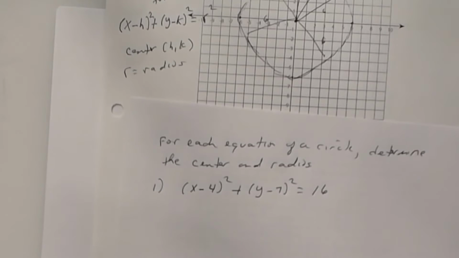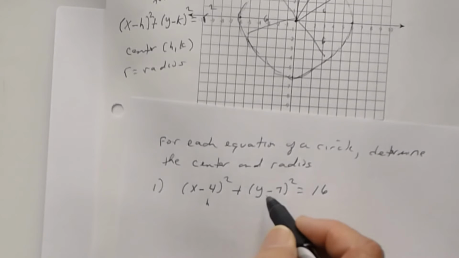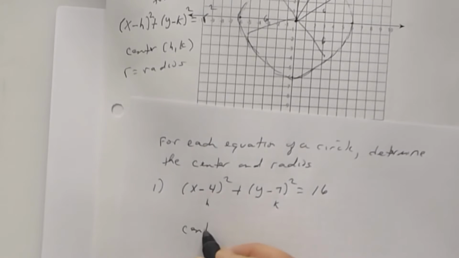All right. Now, remember your center is (h, k), right? And when determining (h, k), you need to think about it in terms of x minus and y minus. So watch what I'm pointing to. x minus h, y minus k. So what is h? x minus h, h is 4. Y minus k, k is what? 7. So your center is (4, 7). That's your center.